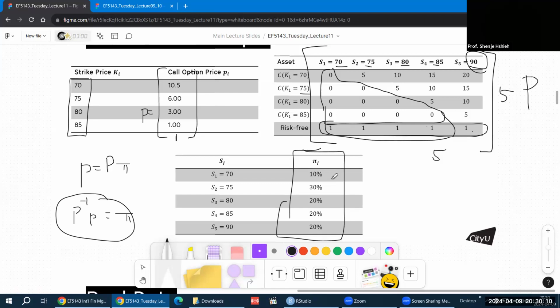The pi's reference each of the states of the world: 70, 75, 80, 85, 90. It's obviously not perfect, because the asset price can be between 70 and 75, yes, but this gives us a rough estimate of what people believe the future price will be, right? Make sense? So I'll give you a numerical example. We'll take a break. I mean, an example in R. Let me show you what that looks like.